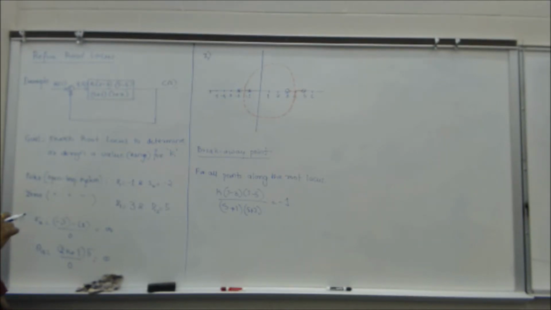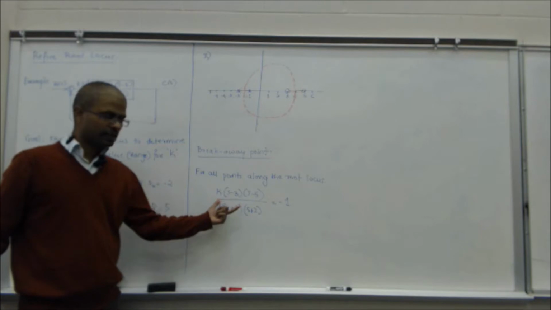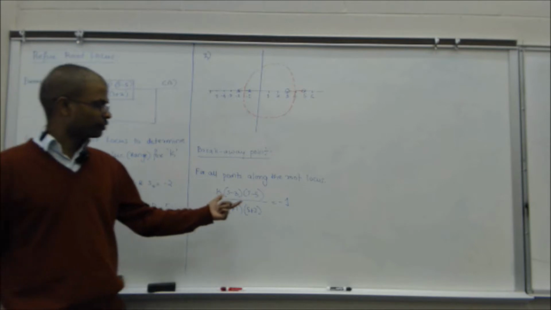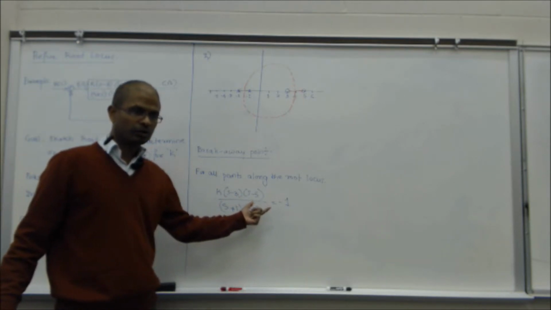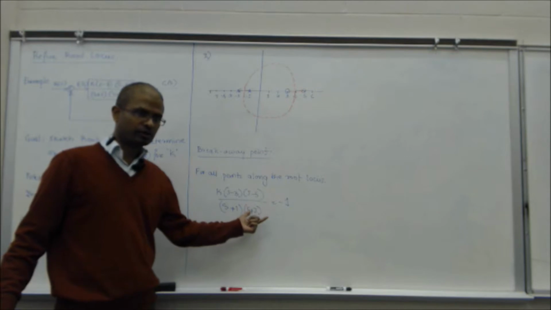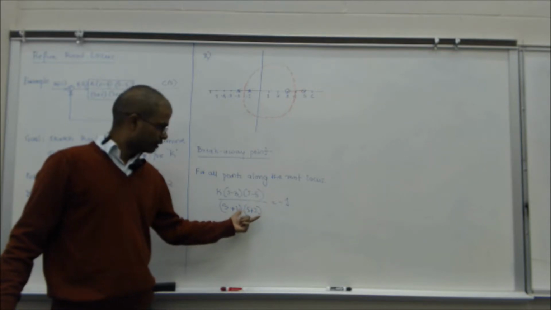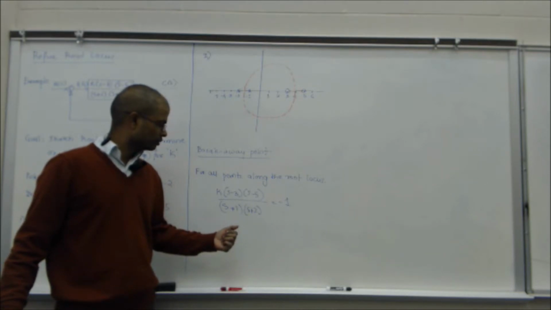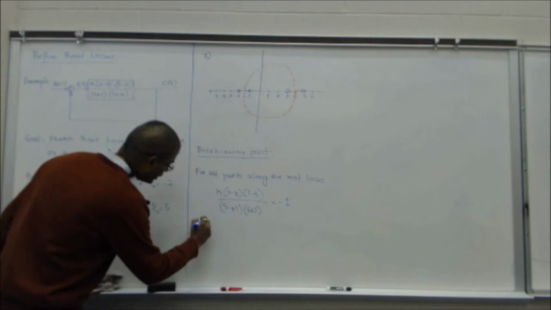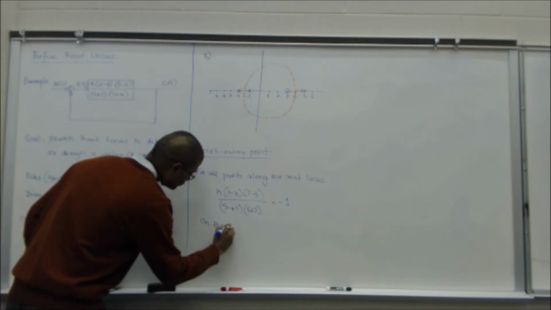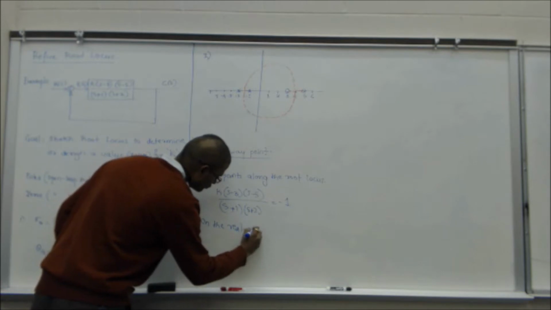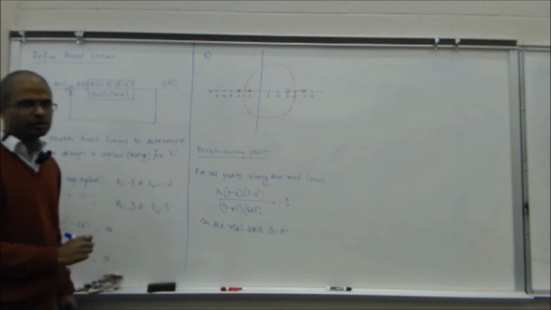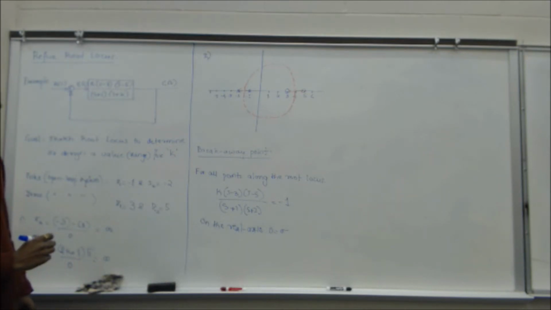For all points along the root locus, this has to be equal to -1. We have actually covered this, and I have shown you why this is the case, so you can go back and look at it. If this has to be equal to -1 on the real axis, S should be equal to sigma.